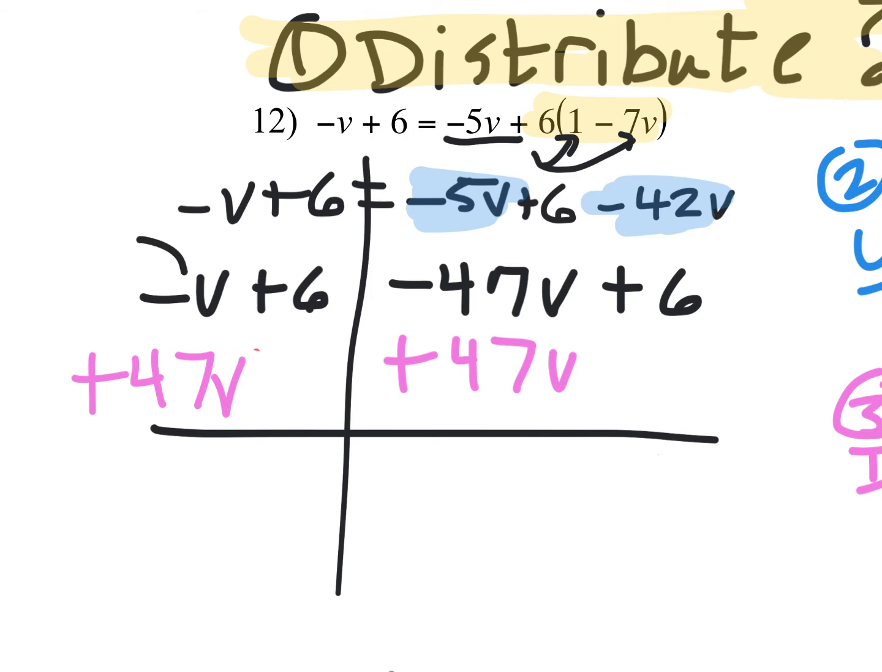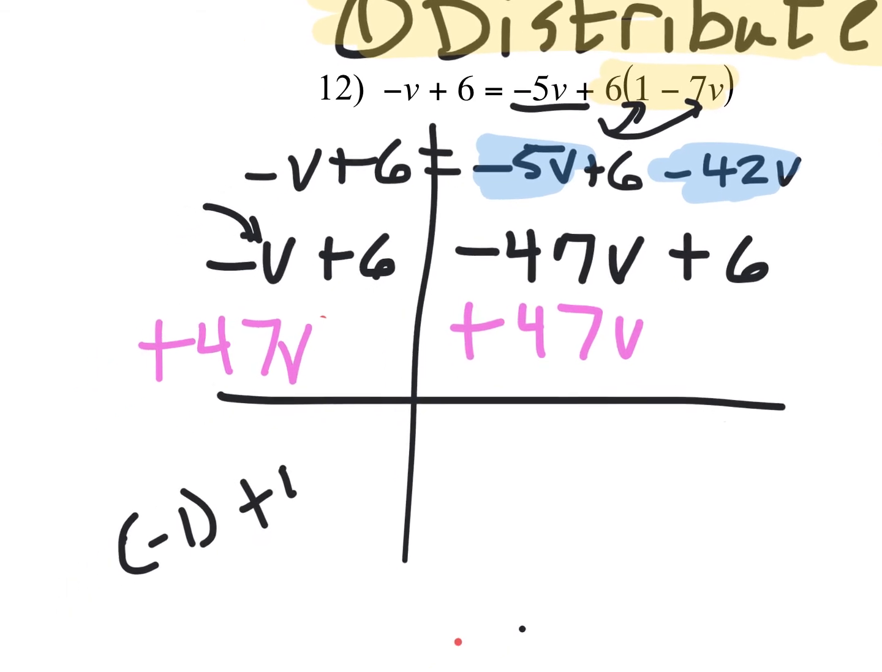So what number is technically in front of that negative v? There's a 1, so that's a negative 1. So you'll put in your calculator, negative 1 plus 47, and that'll tell you how many v's you have left once you combine those. So what do we got? 46, yep. 46 v's.